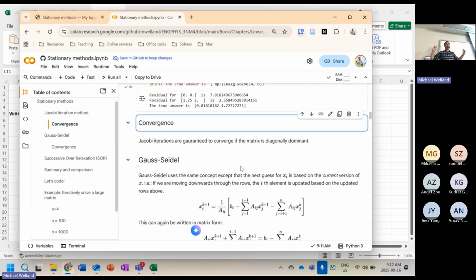Jacobi iterations are guaranteed to converge. Very desirable property of this. They will work if your matrix is diagonally dominant. Okay? Who remembers what diagonal dominance is?